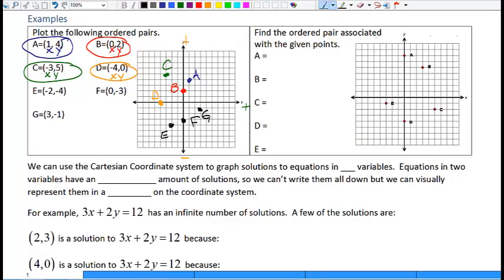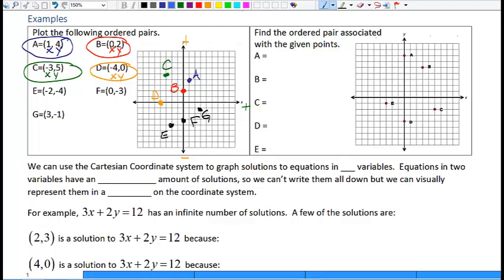Okay, check your points E, F, and G. Hopefully you got the same points I did. And now we'll move on to our next example. In this case, I give you the plotted point, and I want you to write the associated ordered pair.